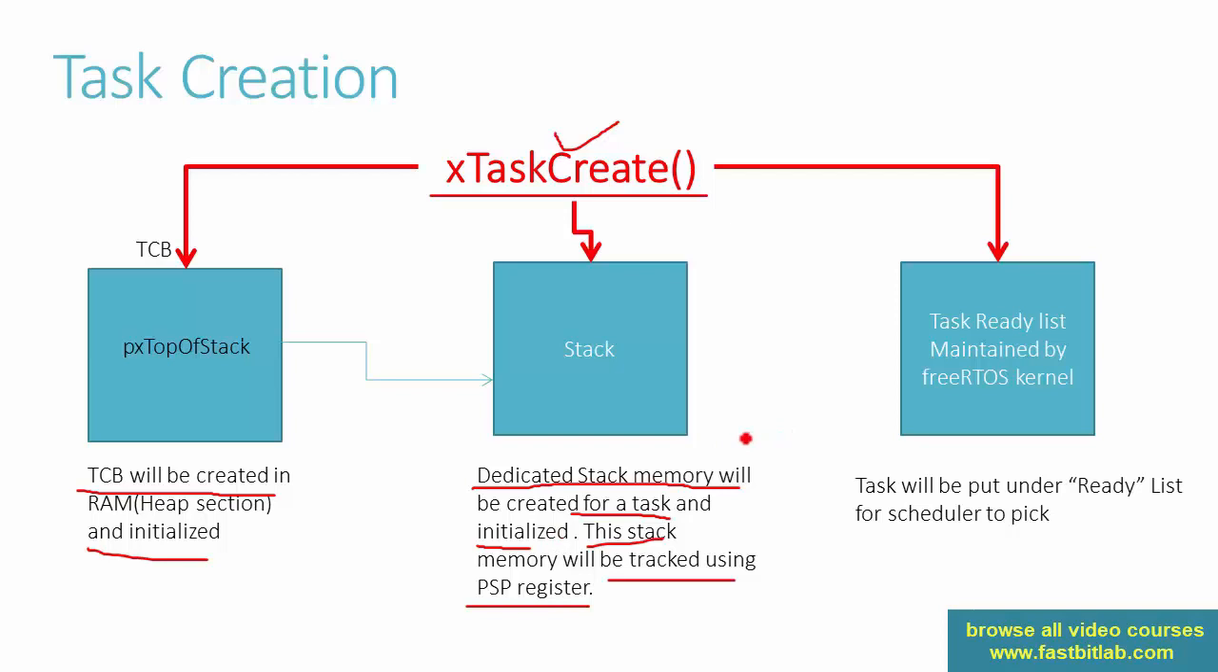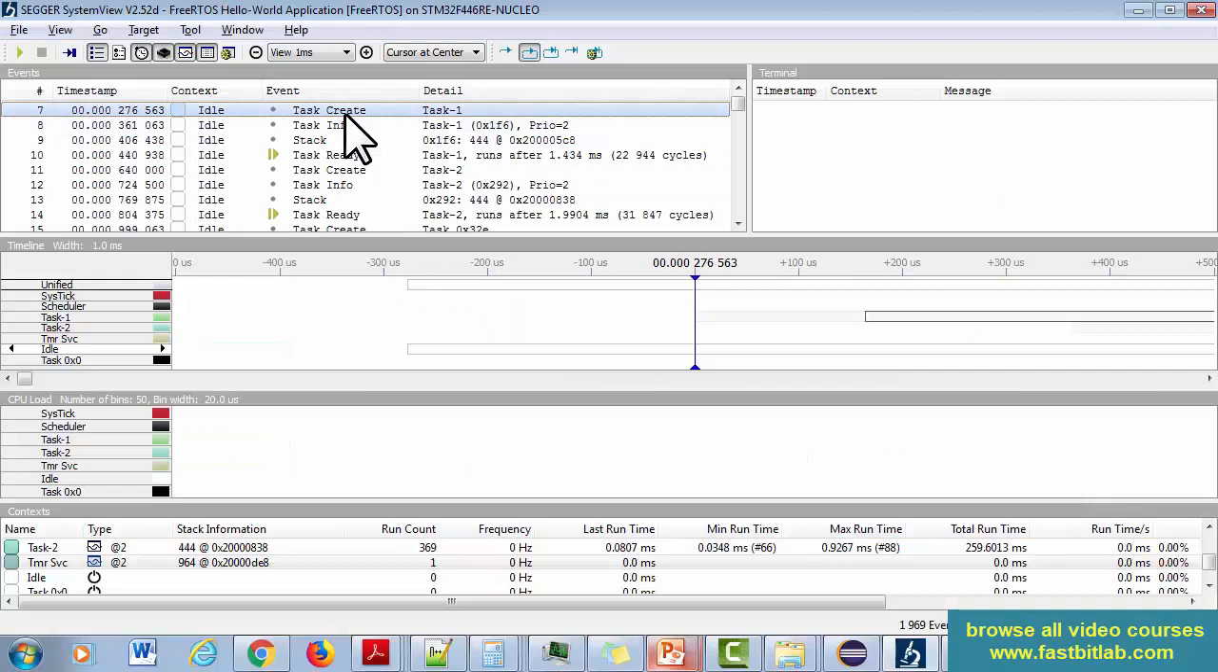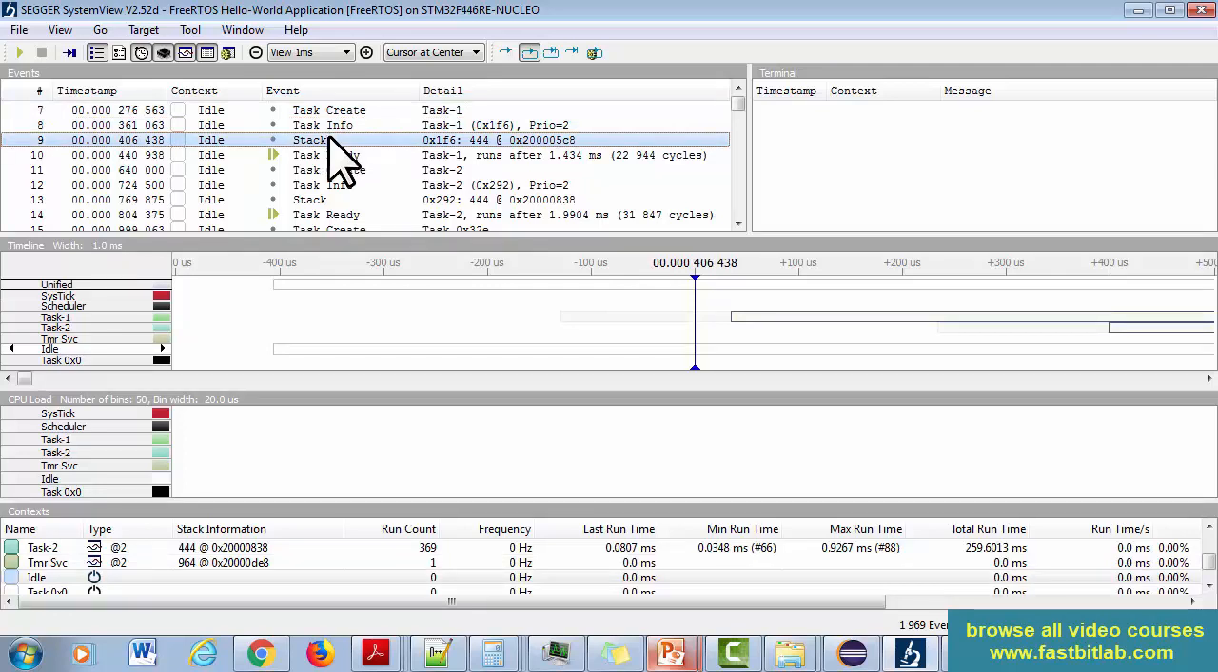Now don't get confused, very simple. The TCB is created, a dedicated private stack for that task is created, and the task will be put under the ready list because the task is ready to run. So the task will be put under the ready list for the scheduler to pick when the scheduler runs. Now let's go back. That's what this trace is saying. So the task is created here, that means the TCB is created. And here the stack is created at this location. After that, the task is put under the ready list here.